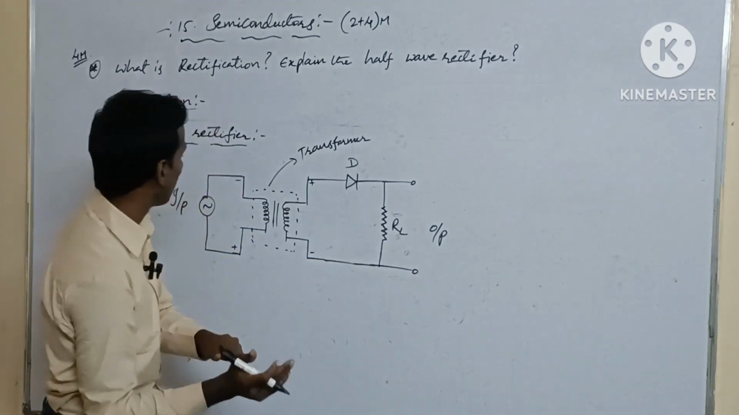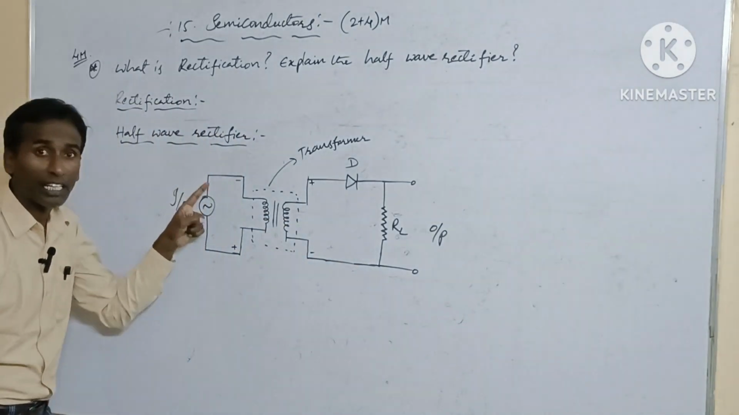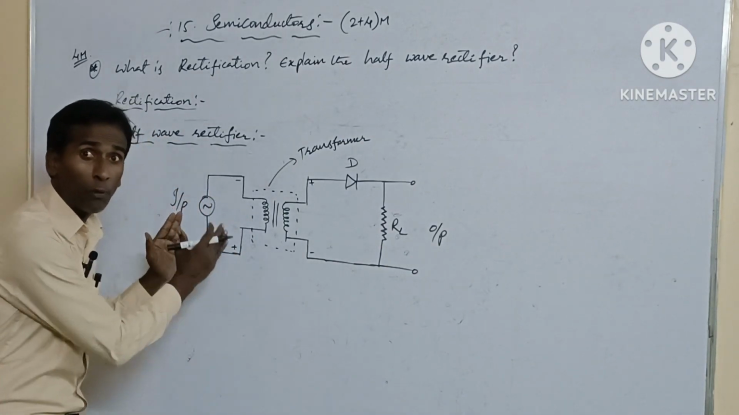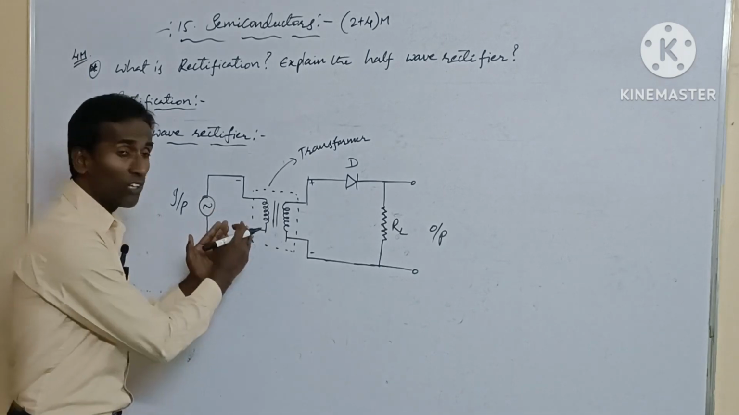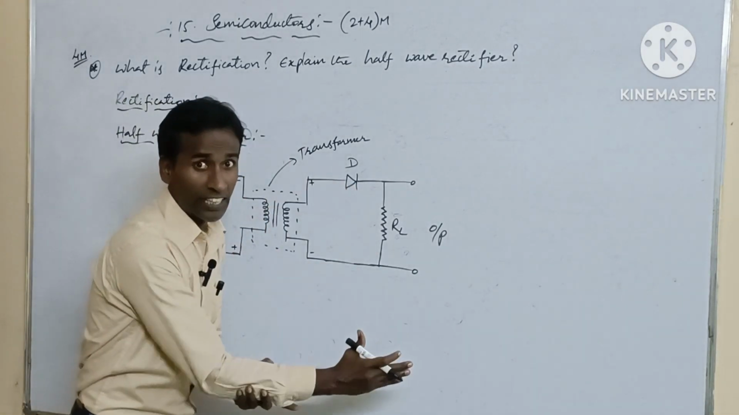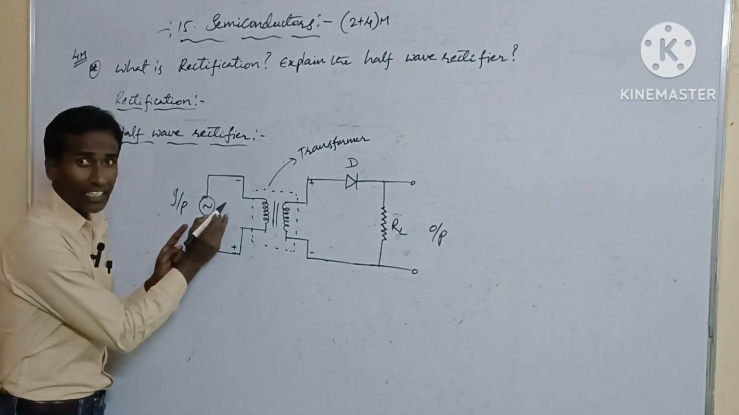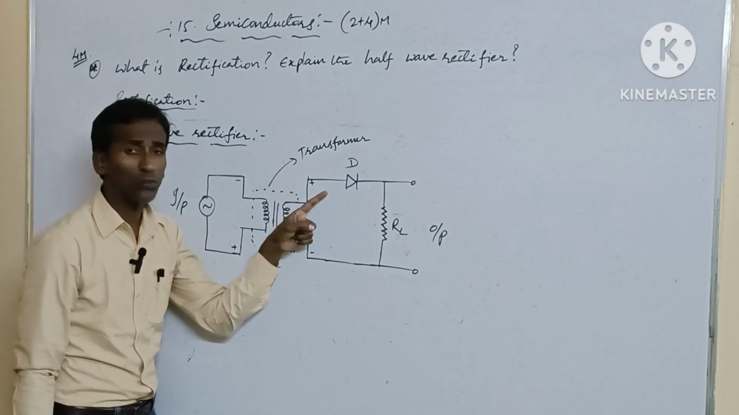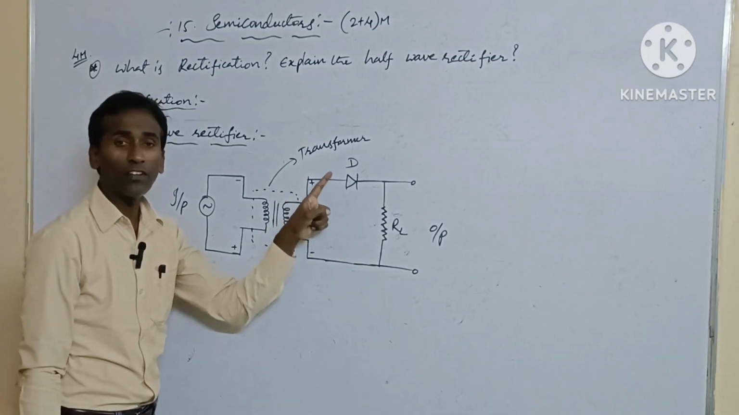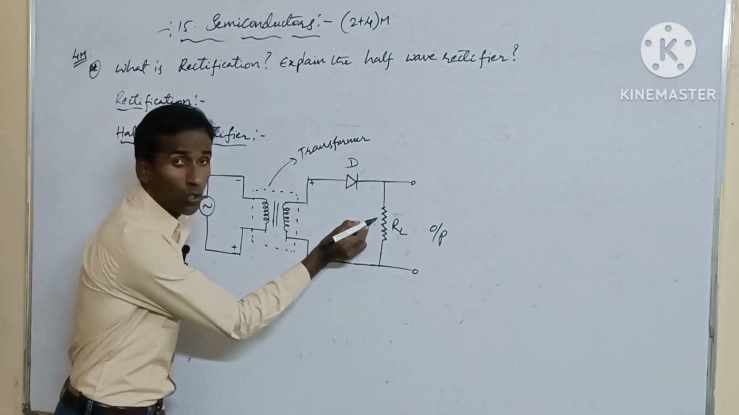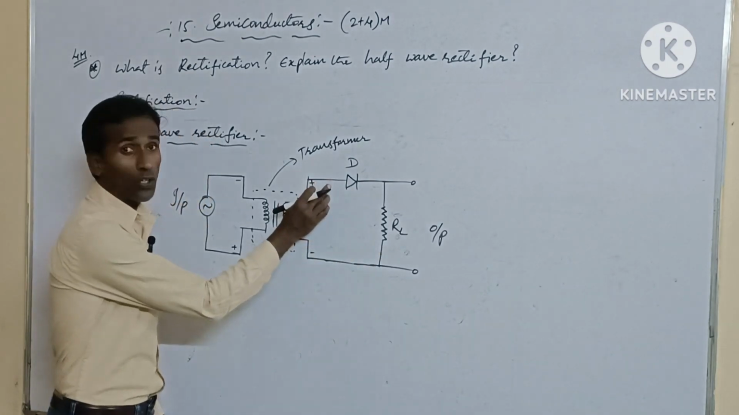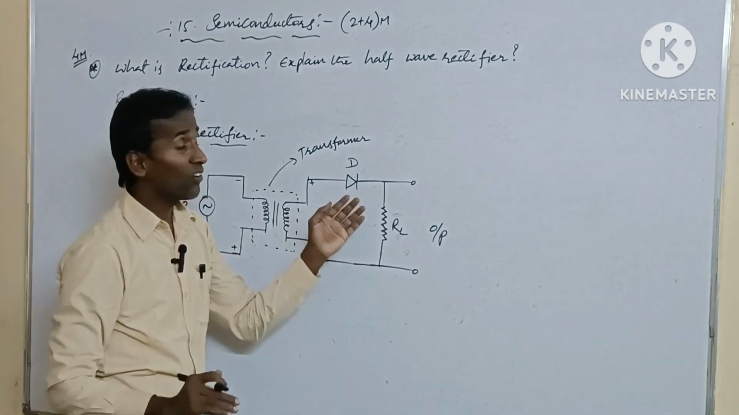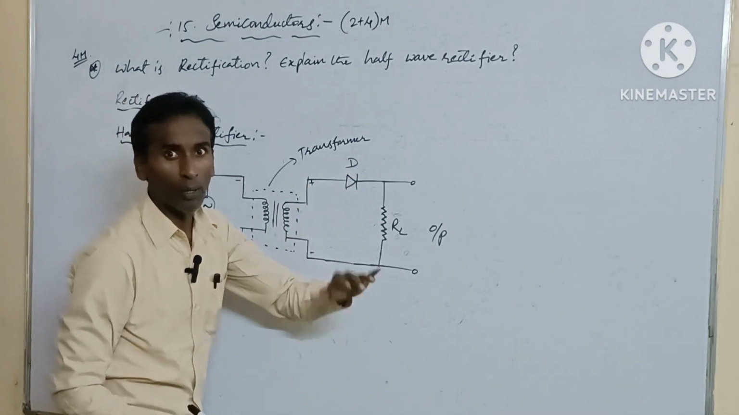During the positive half cycle, when the current passes through the primary circuit, the primary circuit produces some field around it. That field is produced in the secondary circuit. So when the current passes from primary to secondary, that current passes through the diode and through the load resistance RL. When the current passes through the diode, it is in forward bias.